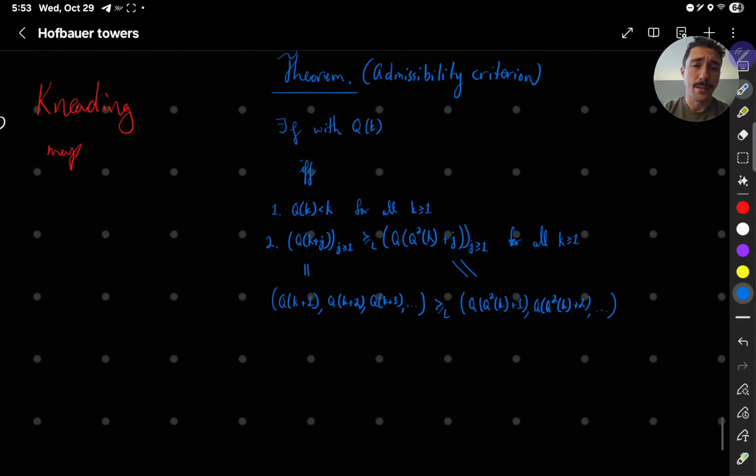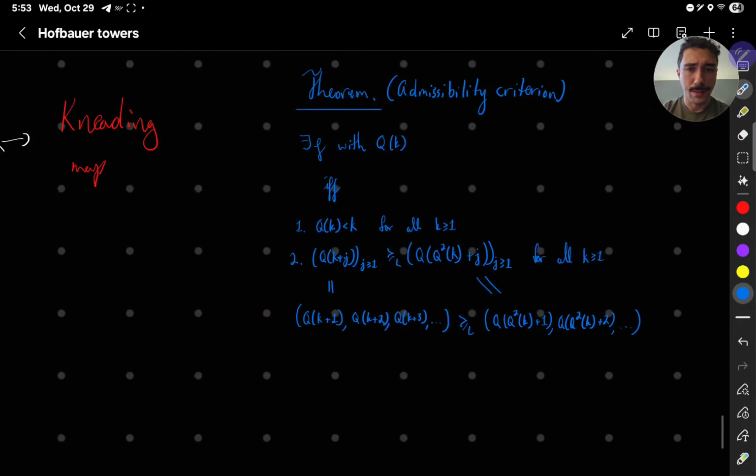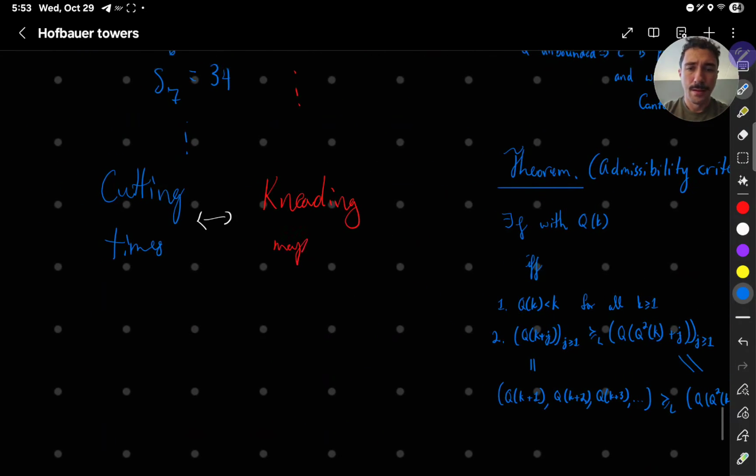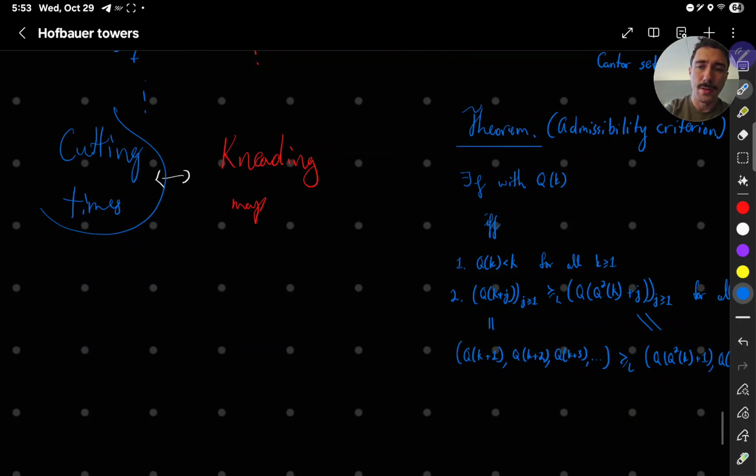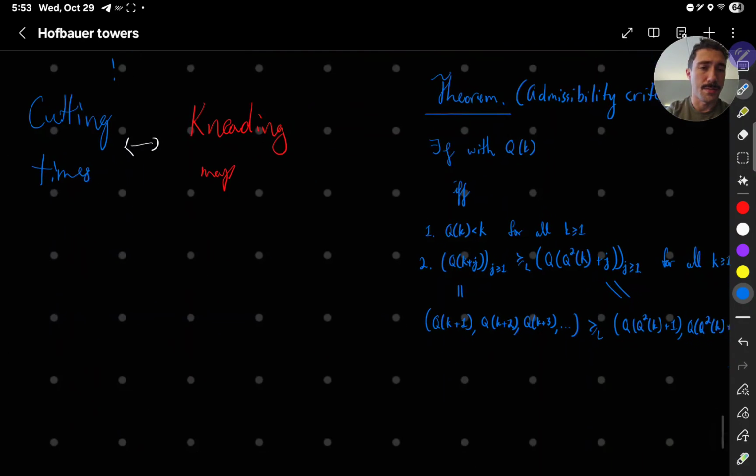This has nothing to do with cutting times. I'm only talking about the kneading map itself. So we haven't used this perspective, even though I can convert back and forth between the kneading map and the cutting times. I haven't used the cutting times to talk about the admissibility criterion.